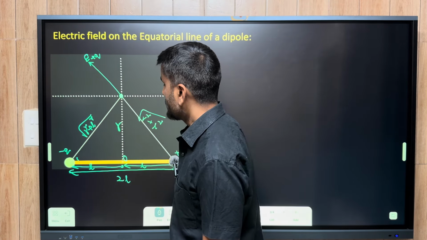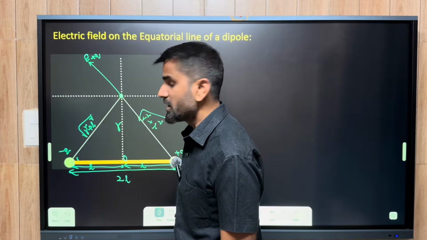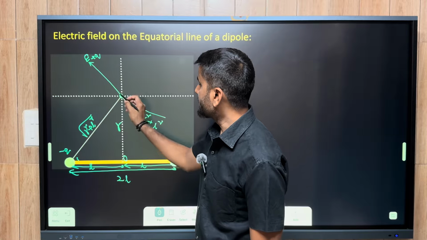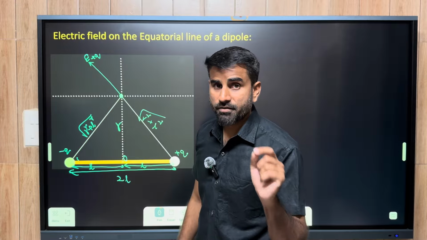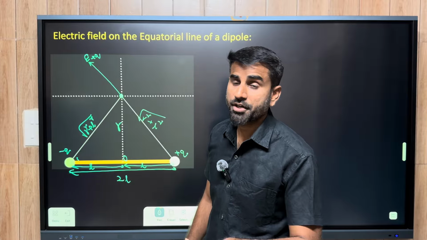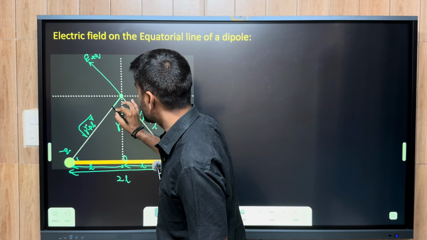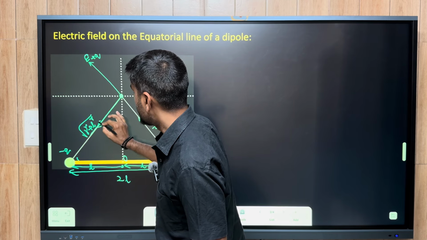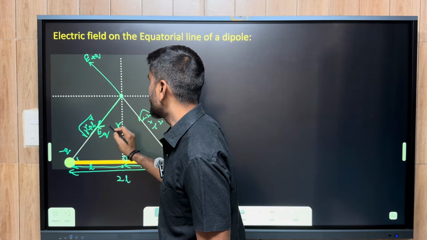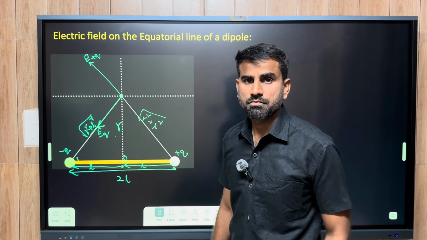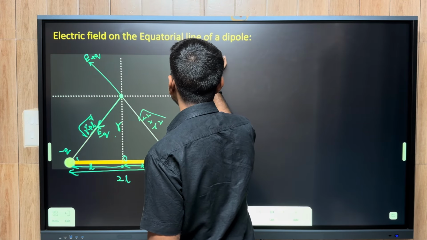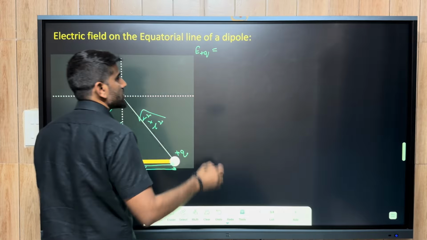Now let us understand the direction of the electric field due to the negative charge. The negative charge is this one. The point of interest is this one. Now let us find the direction of the electric field. The electric field always points towards the negative charge. This is our point of interest. Towards the negative charge is this direction. Is it clear? So this is E minus Q.